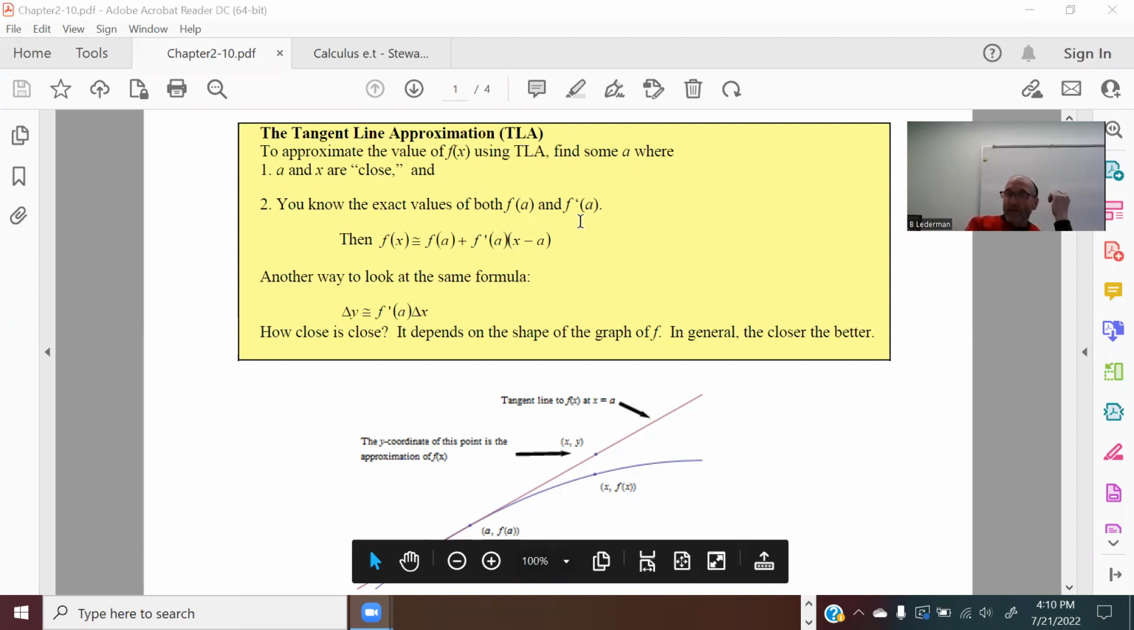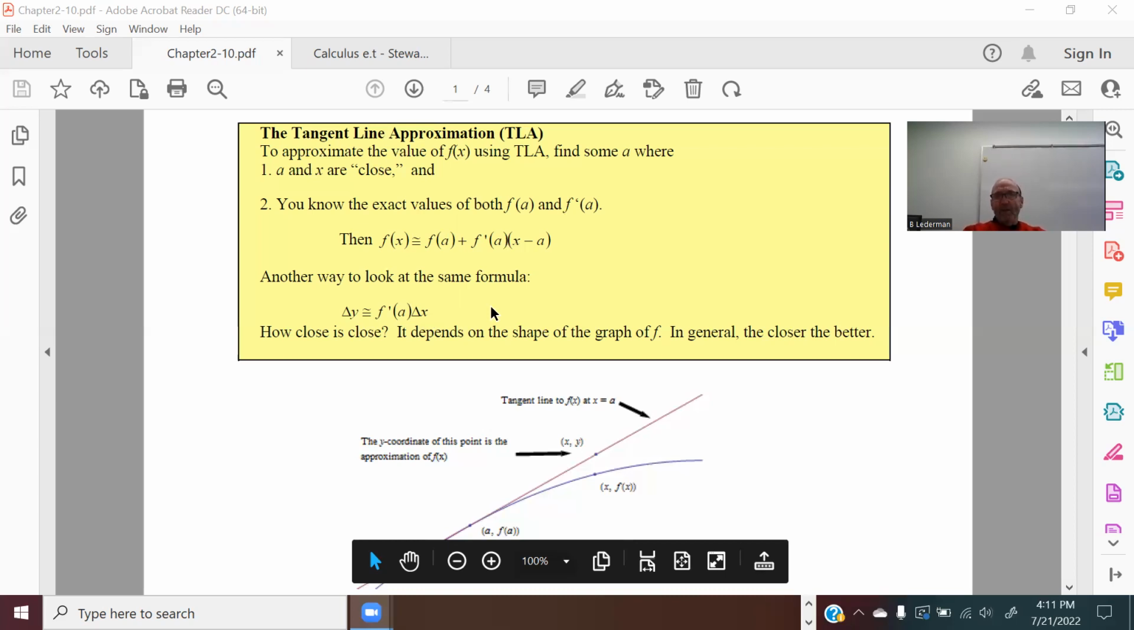Which is what I did. I strategically let a be the number 4, which is easy to find a square root of. And then f of x is approximately equal to f of a plus f prime of a times x minus a, as we said in our formula. Another way to look at this is that f prime of a is delta y over delta x, so delta y is f prime of a delta x. That's just another way you can look at it if you like looking at it that way.